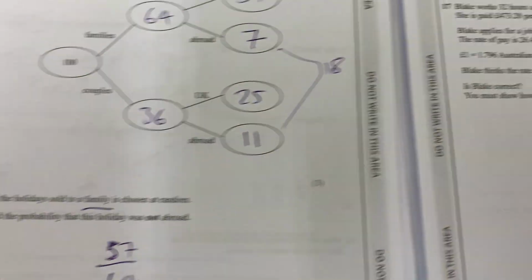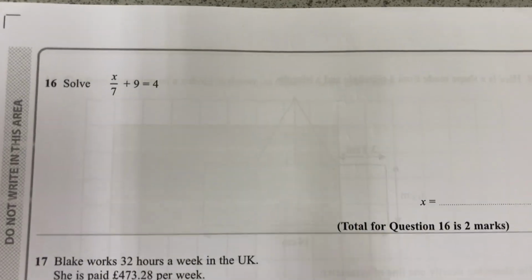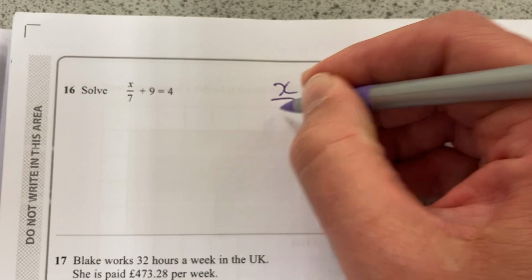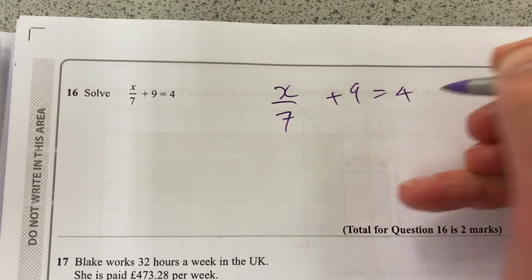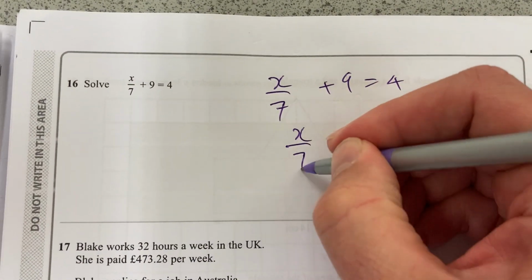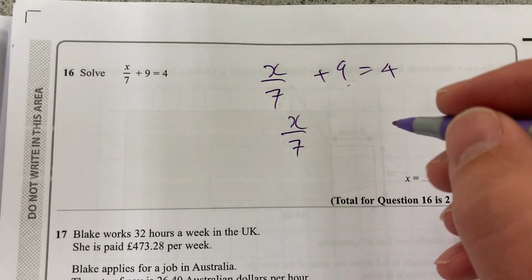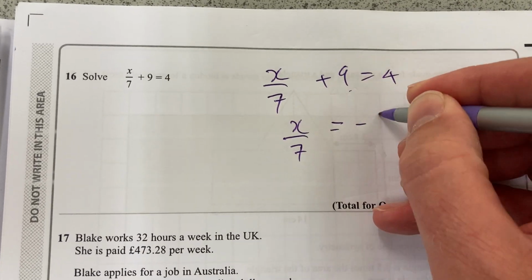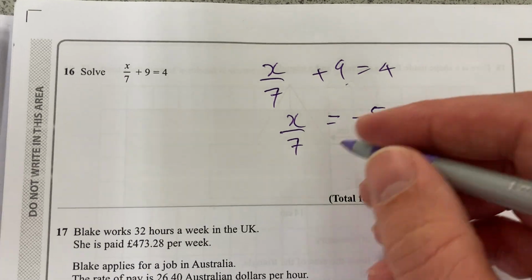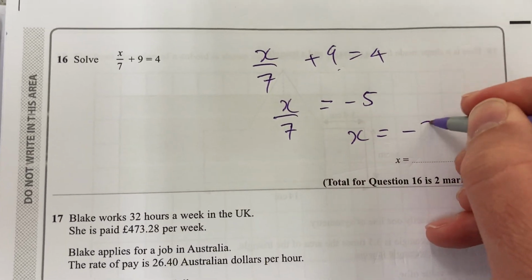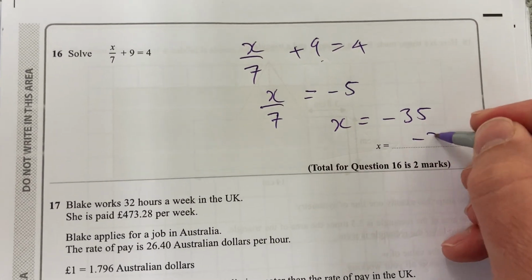Okay, let's move on to an algebra question here. Equations, x over 7 plus 9 equal to 4. Use the balance method to collect all the like terms, opposite operation. So I'm going to subtract 9 on both sides, get minus 5. Now I'm going to multiply through by 7. X equals minus 35. I'll write it again there.